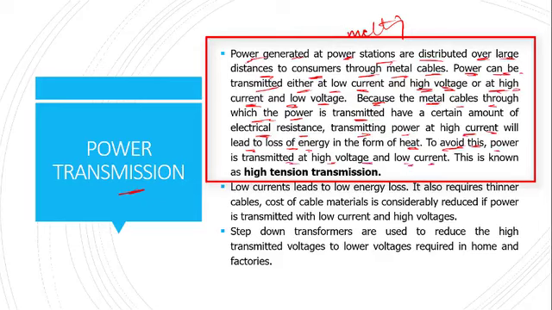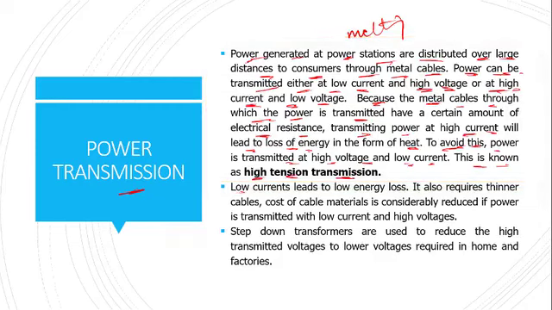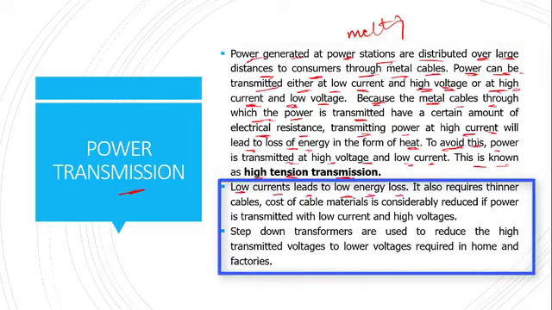Transmission of power at high voltage and low current is known as what we call high tension transmission. Low currents, on the other hand, lead to low energy loss. The reason for this is because low current requires thinner cables, there is no huge release of heat, and the cost of cable materials is considerably reduced if power is transmitted with low current and high voltages. So this is one significant advantage that high tension transmission has over high current transmission. Also, step down transformers are used to reduce the high transmitted voltages to lower voltages required in homes and factories.